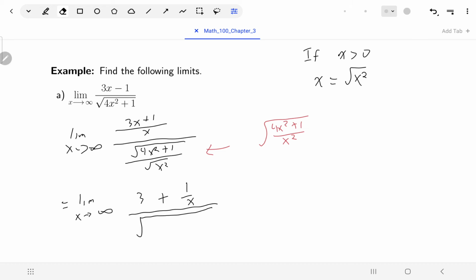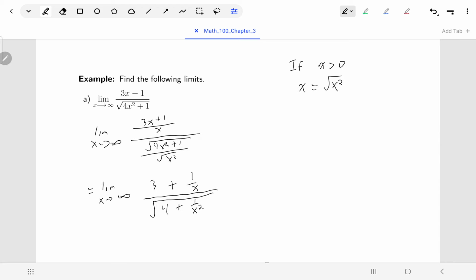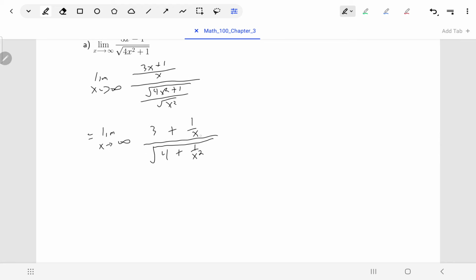So when I take care of my division here, I'd have square root of 4x squared over x squared, which is just 4, plus 1 over x squared. And now I'm in a good position because my limit exists for the top. As x goes to infinity, the top goes to 3 plus 0. And for the bottom, it goes to root of 4 plus 0. So we have a limit for the top, we have a limit for the bottom. The limit for the bottom is not 0. So there we go. My limit is 3 over square root of 4, or positive 3/2.